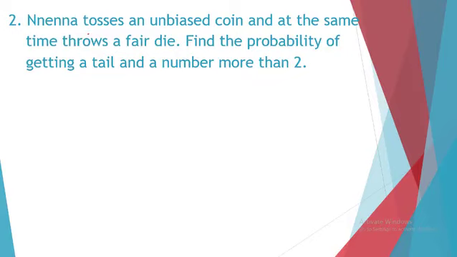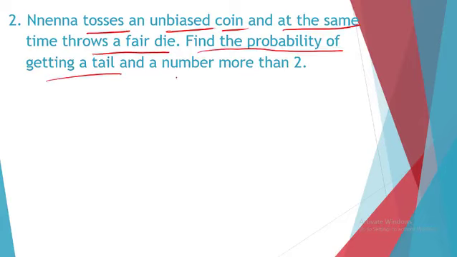Okay, so let us look at number 2. Nena tosses an unbiased coin and at the same time throws a fair die. Find the probability of getting a tail and a number more than what? 2.